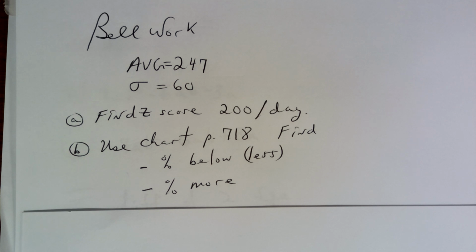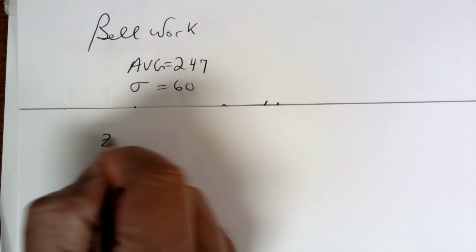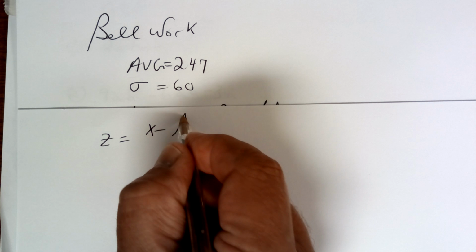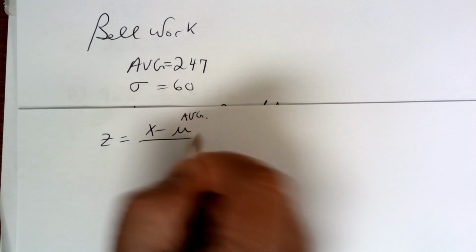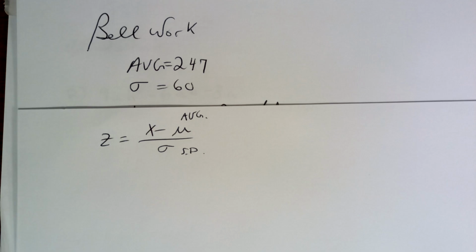Okay, we have an average. We have a standard deviation. And we have how much money spent for one day. So we want to find the z-score. The formula is z equals x minus mu, which is the average, divided by the standard deviation. Make sure you have that for your test tomorrow night.